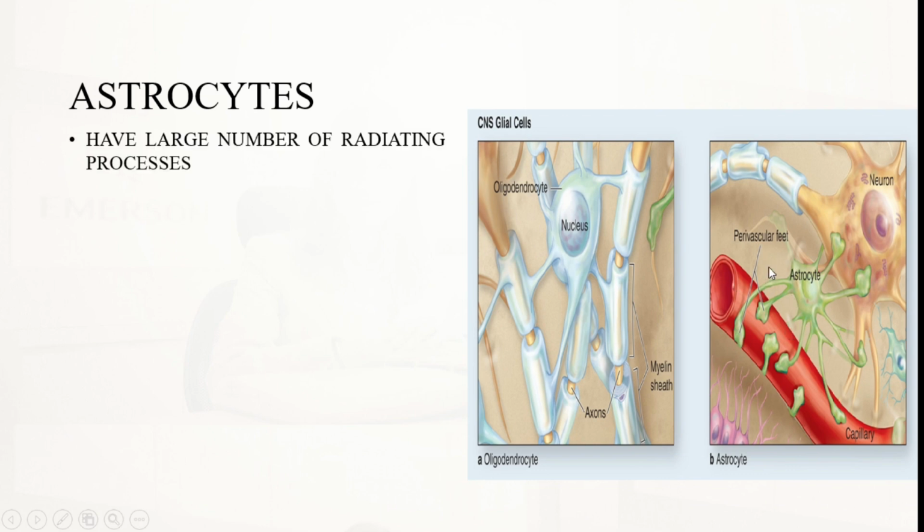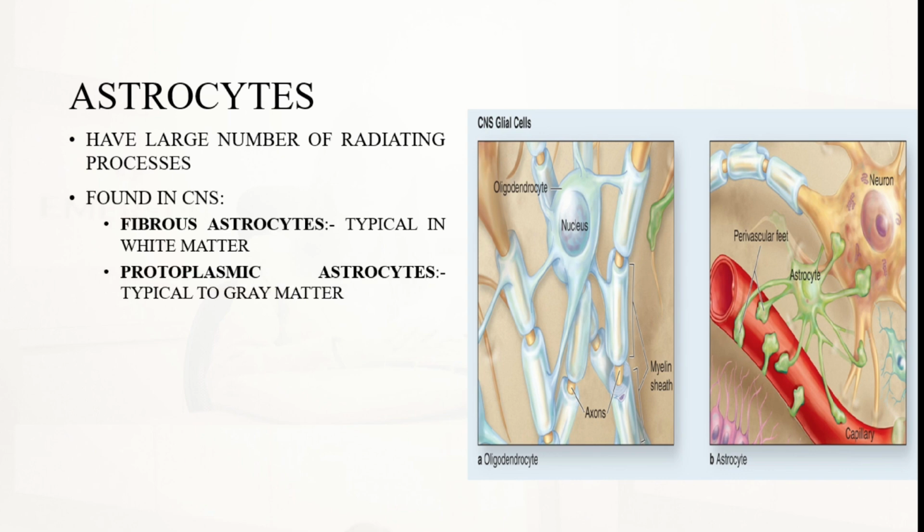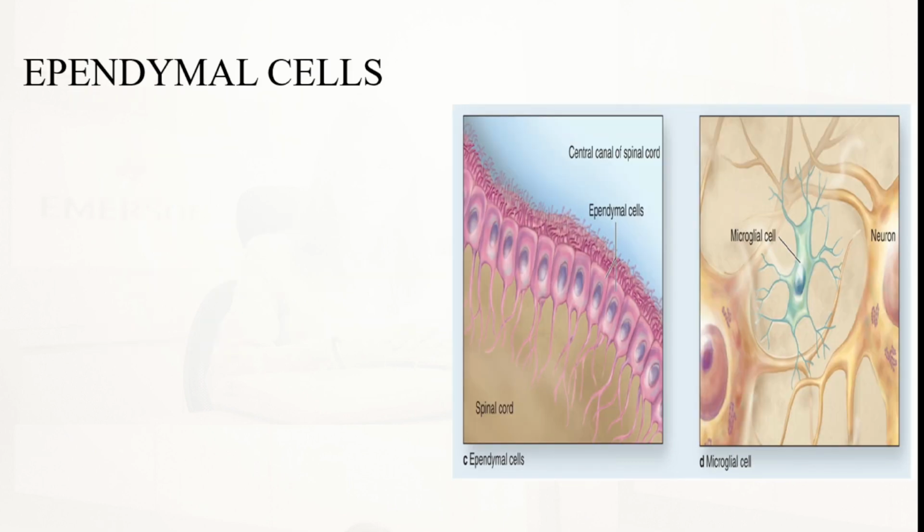That's an astrocyte. These have a large number of radiating processes, and they are found in the CNS. Fibrous astrocytes are typical in white matter, and protoplasmic astrocytes are typical in gray matter. Astrocytes are the most common source of brain tumors.